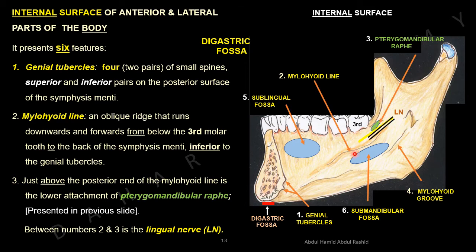So what is between the posterior end of the mylohyoid line and the lower end of the pterygomandibular raphe? Between these two is a very important nerve. The lingual nerve is located here.